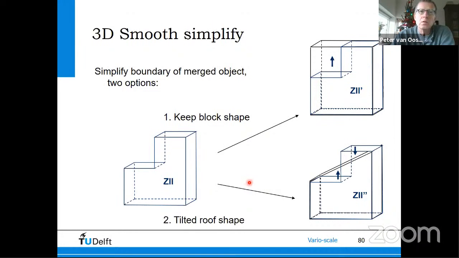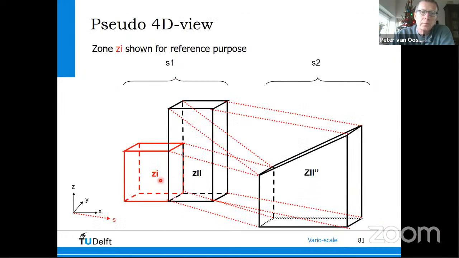We can also think about simplification. So this is the resulting object, the big ZII. Either we could simplify it by pushing up the roof to a simple flat roof, or changing it into a diagonal roof, also a more simple roof, but tilted. That is the simplification in 3D. The ZII dash or ZII double dash are more simple objects than the starting object.